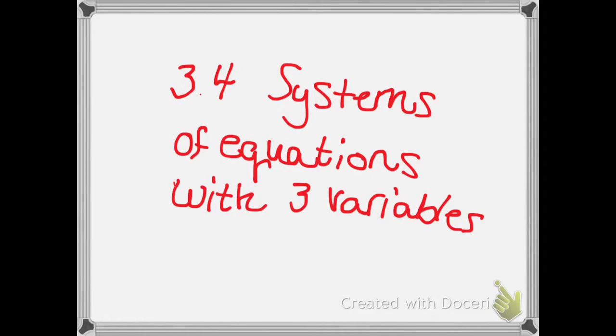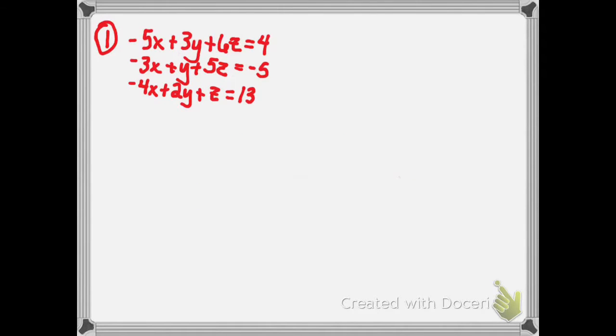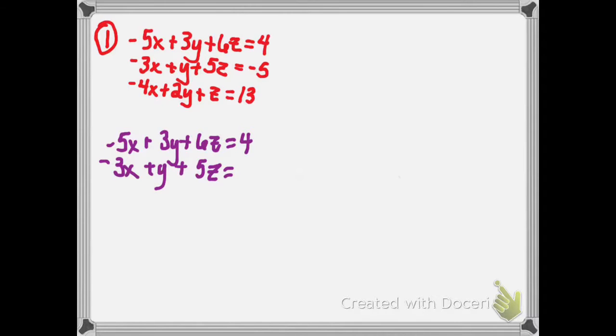Alright, today in class we talked about solving systems of equations with three variables. So on this first problem here, the first thing you're going to do is rewrite the first two equations. Then you're going to get rid of one of the variables, so I'm going to get rid of the y. So 3 and 1 both multiply into 3, so the only one I need to change is the bottom one.